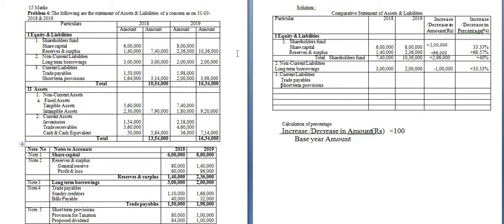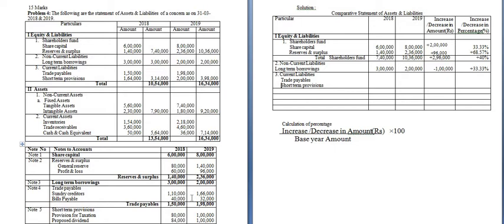Note 1 is share capital. Note 2 is all about reserves and surplus. Note 3 is long-term borrowings. Note 4 is trade payables. In trade payables, what all things do we have? Sundry creditors and bills payable. What is the amount of sundry creditors here? 1,10,000 for the year 2018, and in 2019 it is 1,66,000, and bills payable is 40,000 and 32,000.